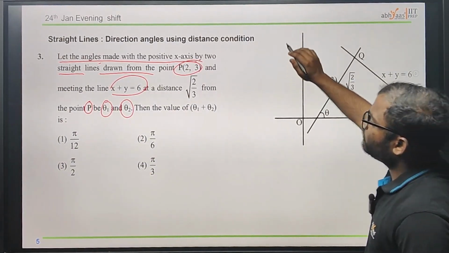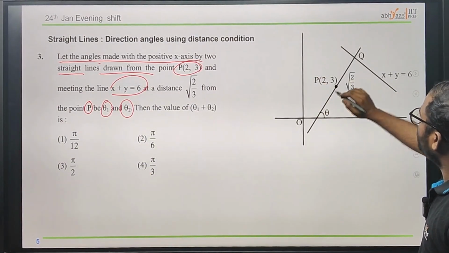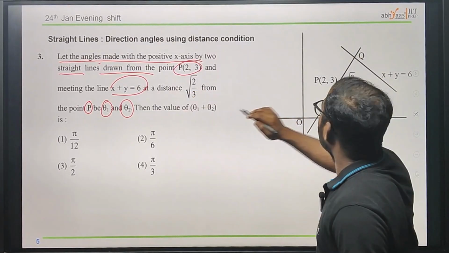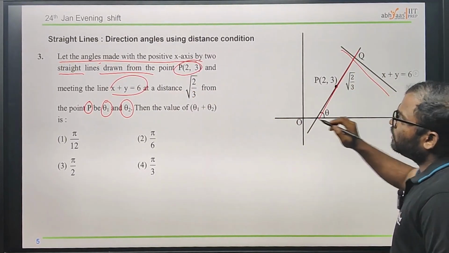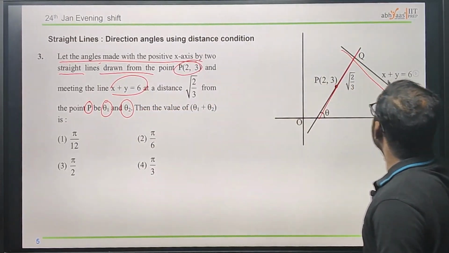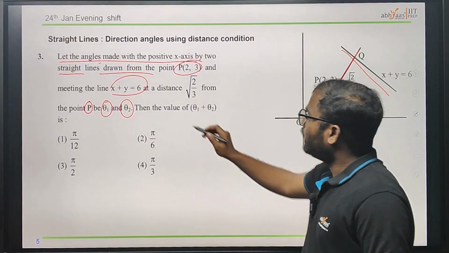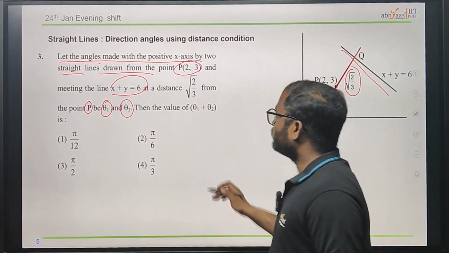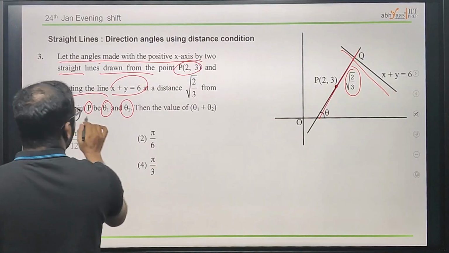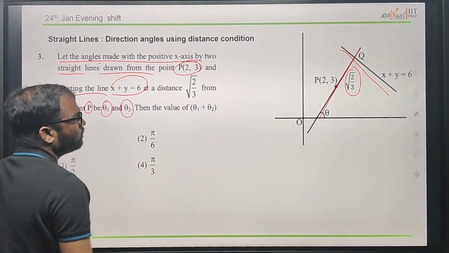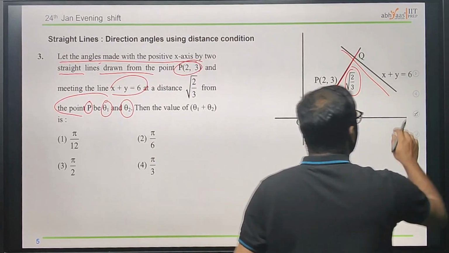See here, we have this theta making angles with the positive x-axis by two straight lines. Now from the point (2, 3) meeting the line x plus y is equal to 6 at a distance of root 2 by 3 from the point P, the angles are theta 1 and theta 2. Then we have to find the value of theta 1 plus theta 2.